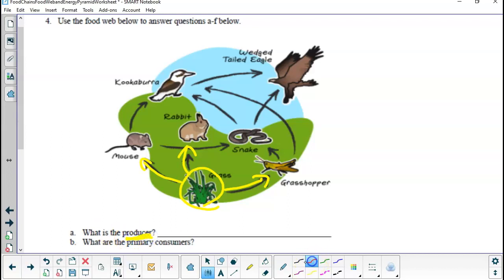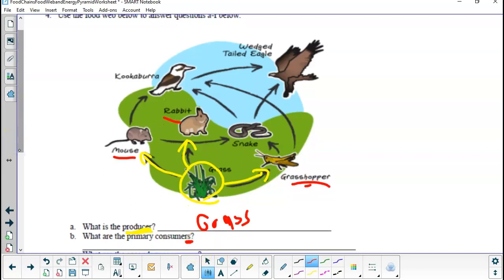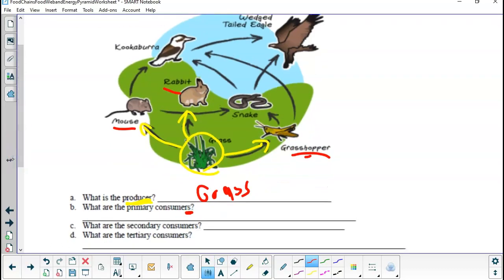The word producer means a plant. This is going to be our grass. What are the primary consumers? Notice there's an S there. Those are the first things that eat, the things that eat the grass. So the mouse, the rabbit, and the grasshopper are going to be my primary consumers. Okay, so you're going to analyze this picture just like the food chain. Just realize you're going to have more than one answer for some things.